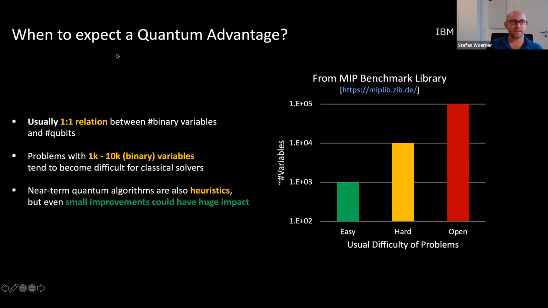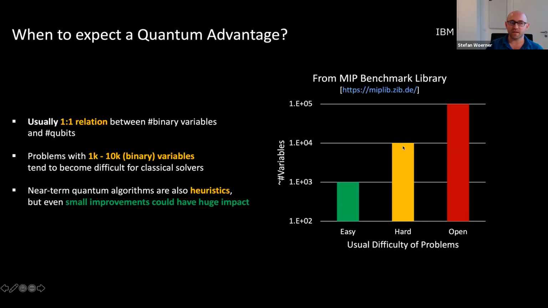Now let's quickly also talk about when to expect the quantum advantage. So I mentioned this before. Usually we have a one-to-one relationship between binary variables and the number of qubits. And if you look at classical benchmarking libraries, then usually up to 1,000 discrete variables problems tend to be easy, meaning you can solve them in less than an hour on a desktop computer.